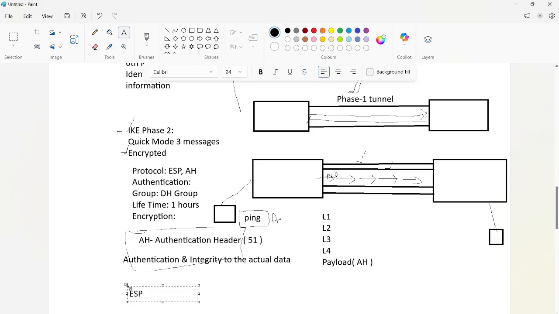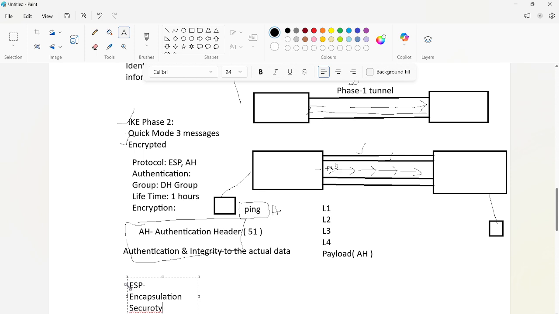So what is ESP then? ESP is Encapsulating Security Payload. ESP is also a protocol, with protocol number 50. What exactly will ESP do? ESP also does authentication and integrity, and along with the integrity, it will also provide encryption to our actual data.